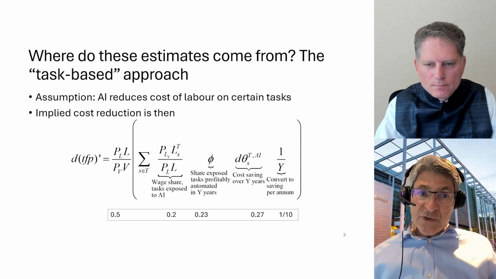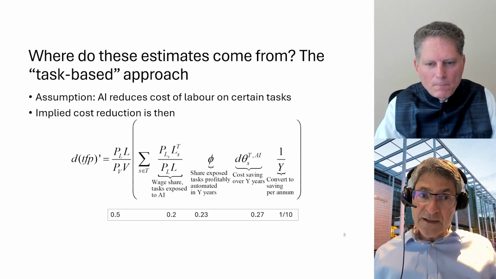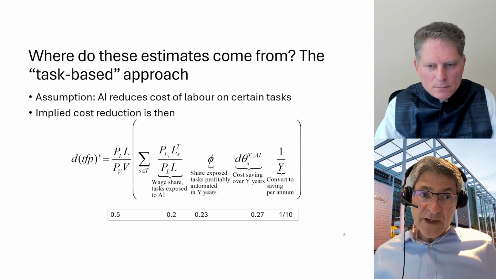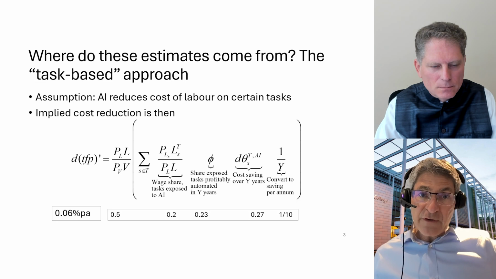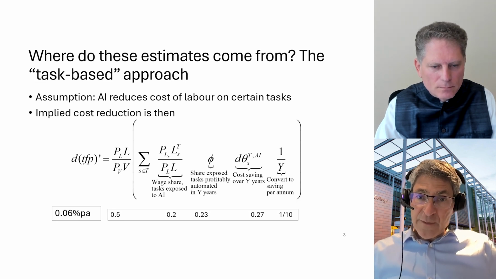giving you on average a 27% cost savings. That's a big cost saving, but it takes 10 years to do that. Converted then into a per year figure, dividing by a tenth, that gives you the very low number which I mentioned at the very beginning.